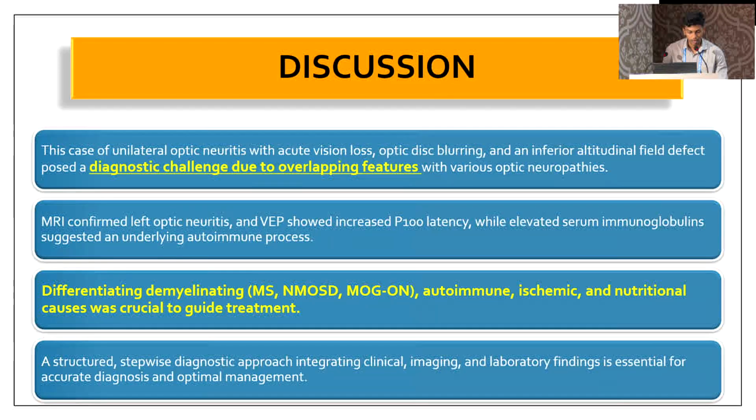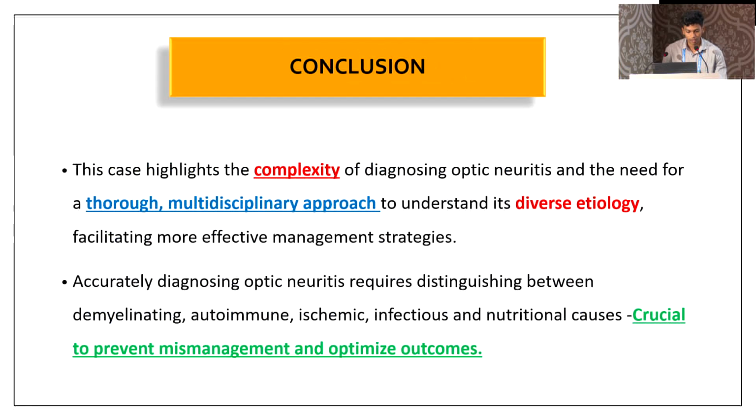autoimmune process. Differentiating demyelinating causes like multiple sclerosis and NMOSD, MOG optic neuritis, autoimmune, ischemic and nutritional causes was crucial to guide treatment. And a structured stepwise diagnostic approach integrating clinical, imaging and laboratory findings is essential for accurate diagnosis and optimal management. So here comes the conclusion.